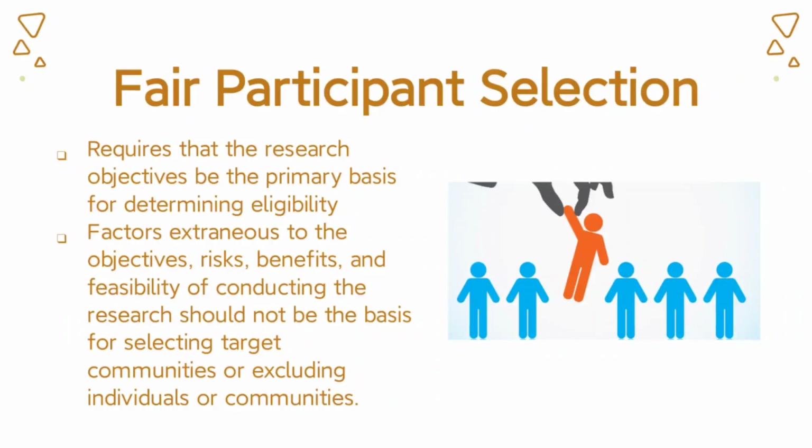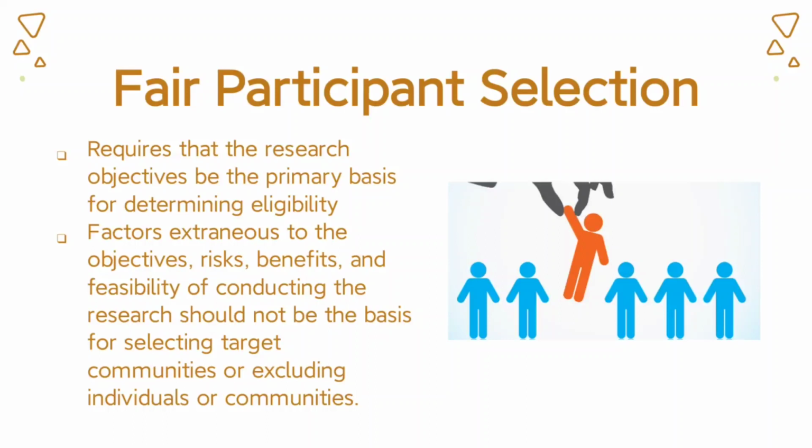Next is participant selection. So you have to stick to your objectives when determining the eligibility of your participants. Any other factor that is irrelevant or extraneous to your research objective, risks, and benefits should not be used to select or exclude your target communities. Some researchers use what we call an inclusion and exclusion criteria. Okay? Take note of this, no?